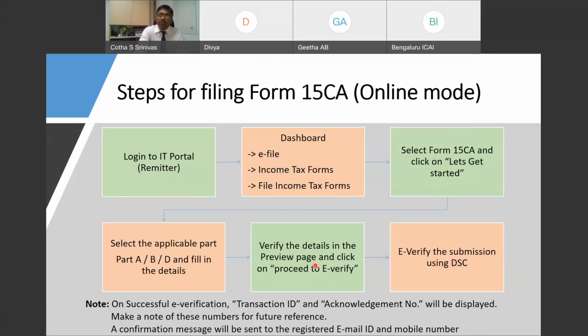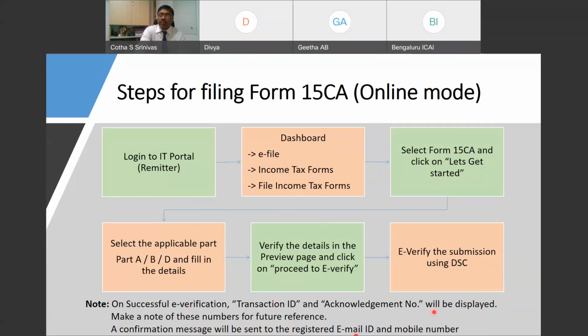There are 4 or 5 types of e-verification. You can do the e-verification and submit. And if you have a DSC, you can put it. Otherwise, it's not compulsory. On successful e-verification, transaction ID and appointment number will be displayed. Make a note of these numbers for future references. A confirmation message will be sent to the registered email ID and mobile number.